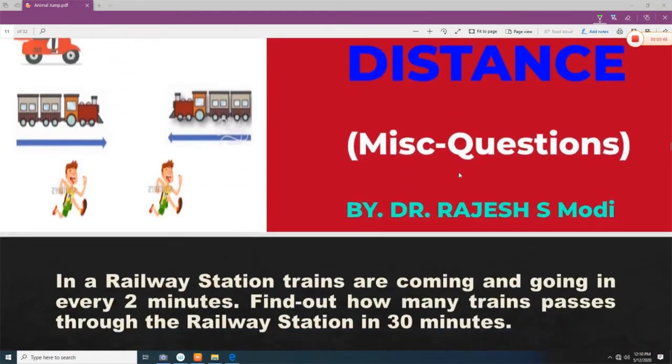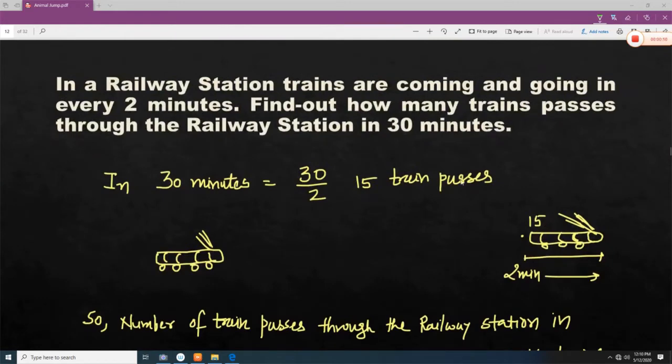So let us start with question number 1. In a railway station, trains are coming and going every 2 minutes. Find out how many trains pass through the railway station in 30 minutes. So let's say this is the railway station, and every 2 minutes a train is going. So there are 30 minutes, which means every 2 minutes, 15 trains are passing.